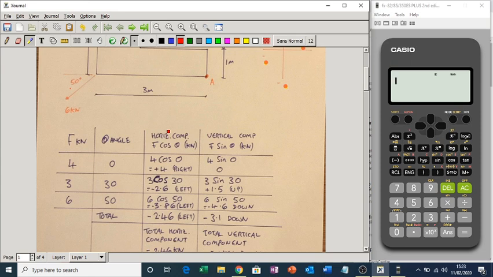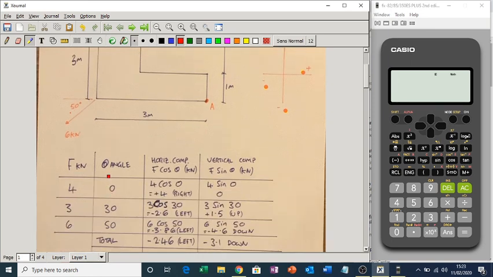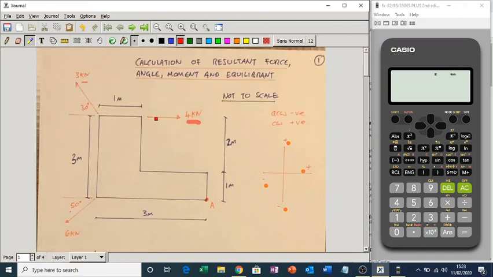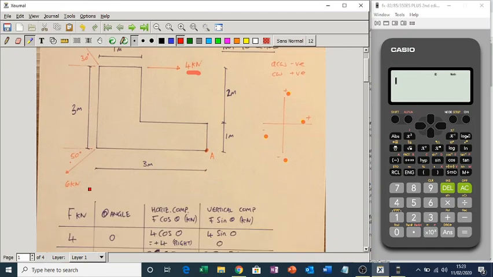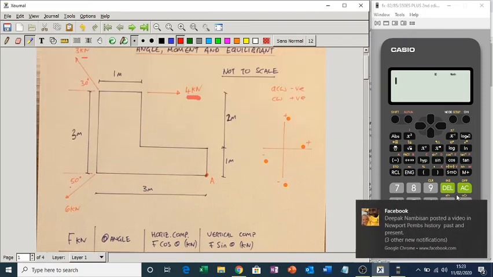So here's a little table that I like to use. F is my forces in kilonewtons, 4, 3 and 6. That's angle, so the angle from the horizontal. Obviously 4 has got 0, 3 has got 30 and 6 has got 50. And to break it down into the horizontal and vertical components, the way I do it is F cos theta, horizontal, and the vertical component F sine theta. There are other ways we can do it, but that's the way I like to do it.